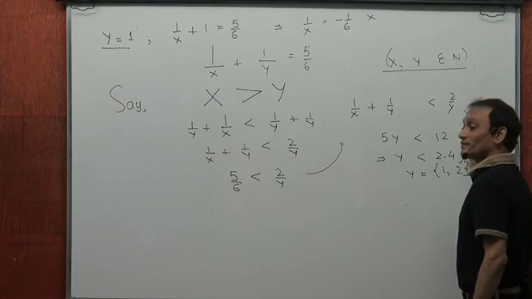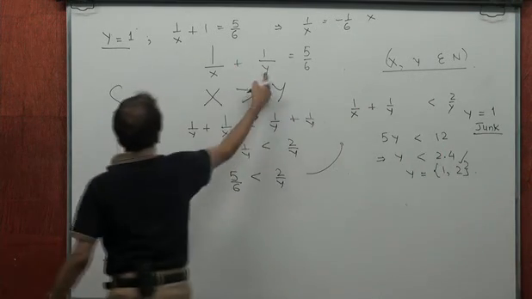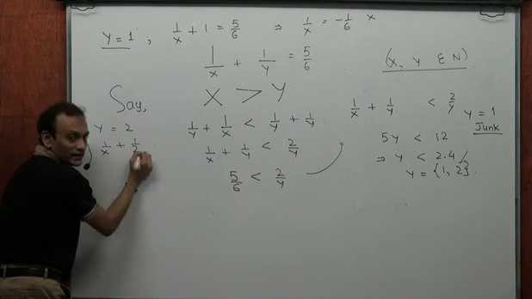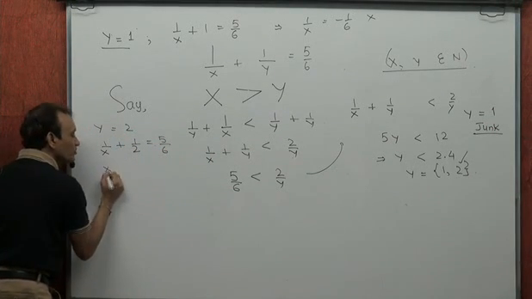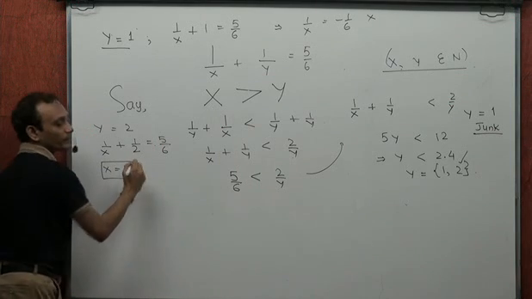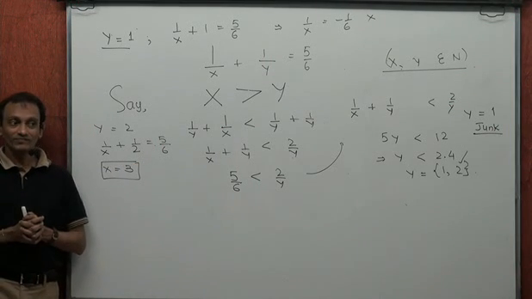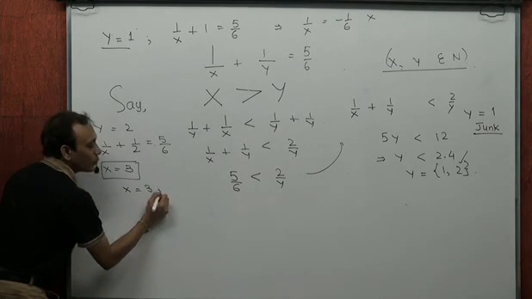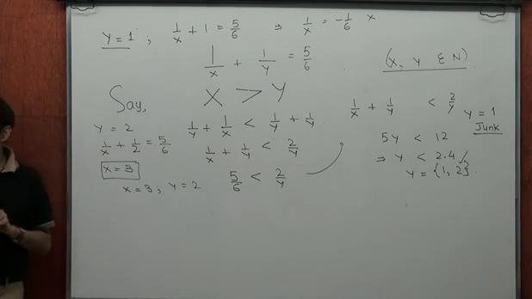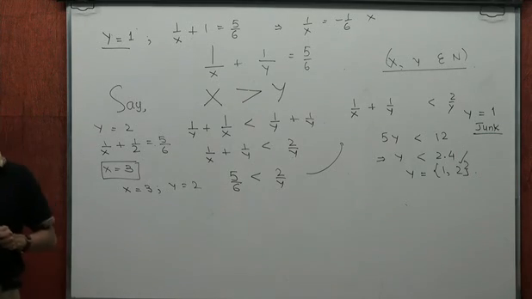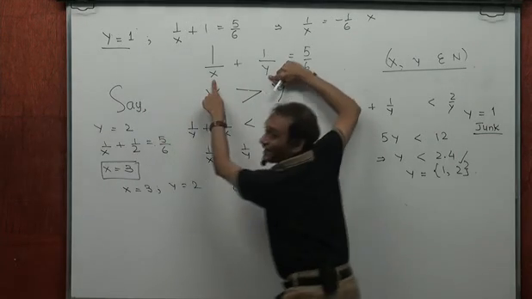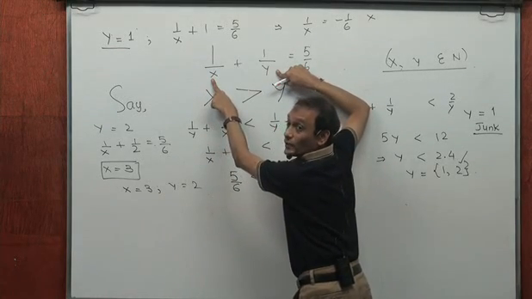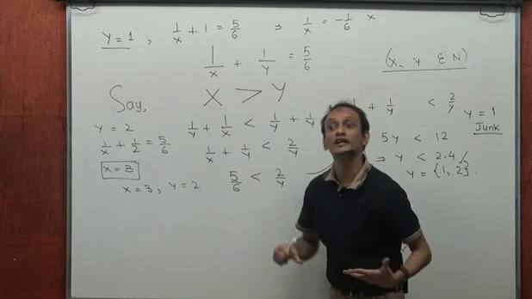So let's look at y equal to 2. If you plug in y equal to 2 here, then 1 by x plus 1 by 2 is 5 by 6, and when you solve for this you get x equal to 3. So then I could have x equal to 3, y equal to 2 as a solution, and the reverse is also possible, because I can interchange x and y and nothing changes. Therefore, if x equal to a and y equal to b satisfies this equation, then x equal to b and y equal to a will also satisfy this equation.